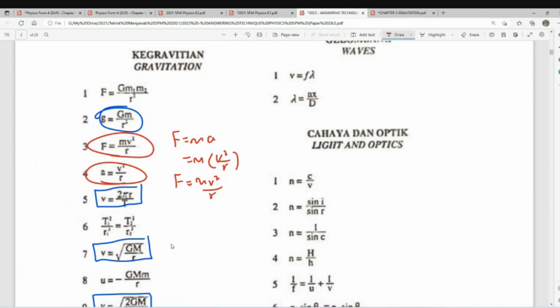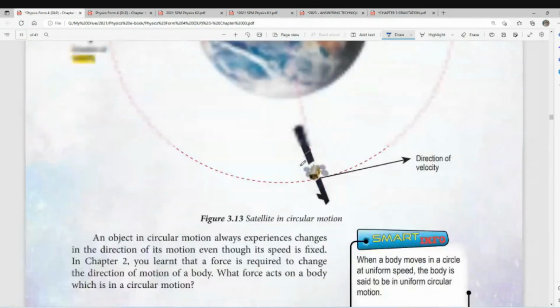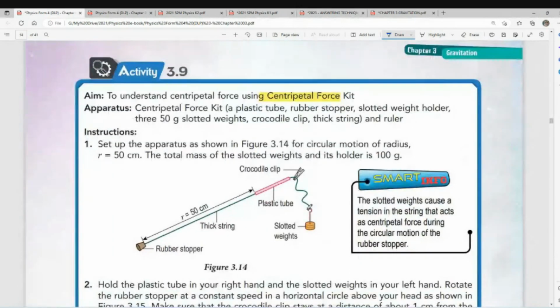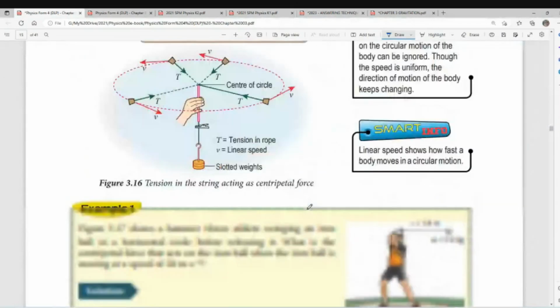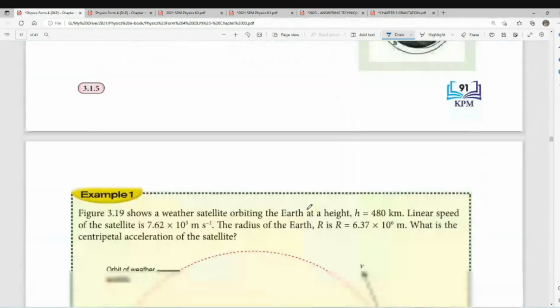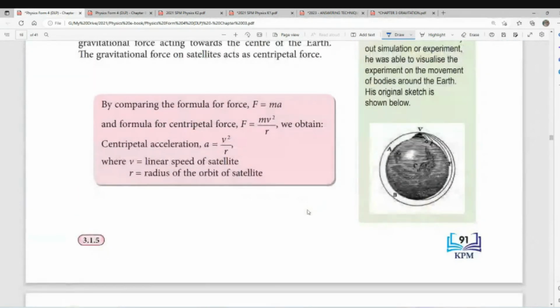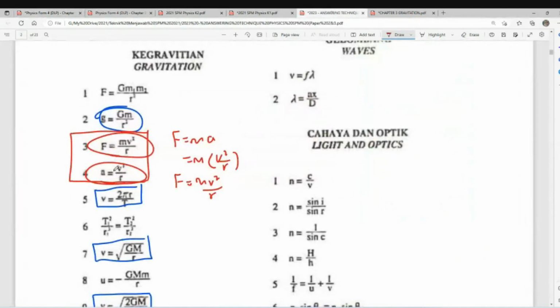So once you mention the centripetal force or the centripetal acceleration, you must apply these two formulas. And why is the centripetal acceleration v squared over r? If you check the textbook, it was not mentioned at all. It's straightaway introduced: centripetal acceleration equals v squared over r. It's not important to know why. You just need to know it and understand it in the formula list.